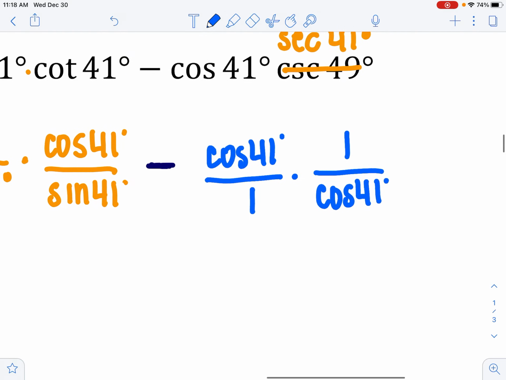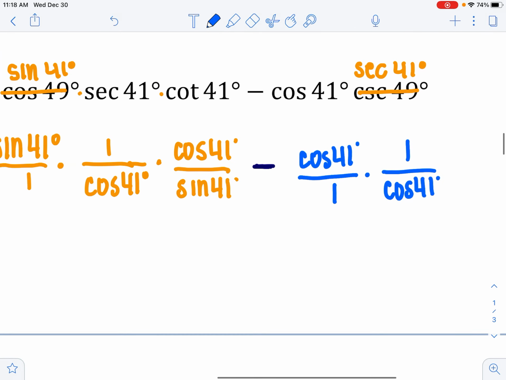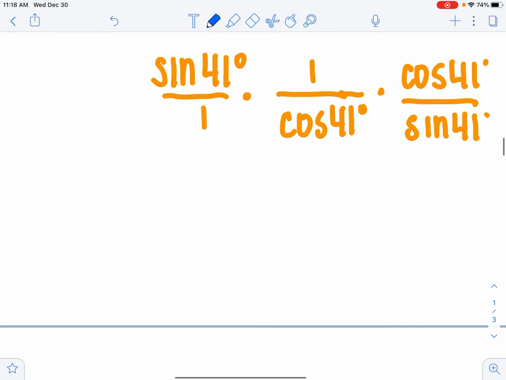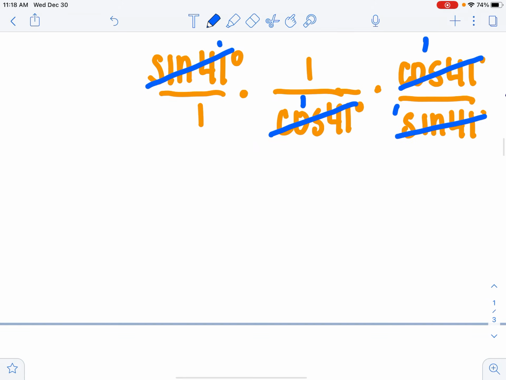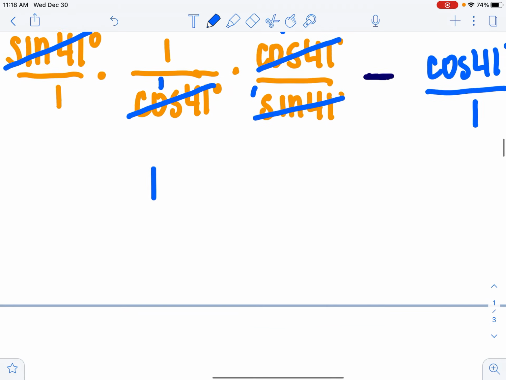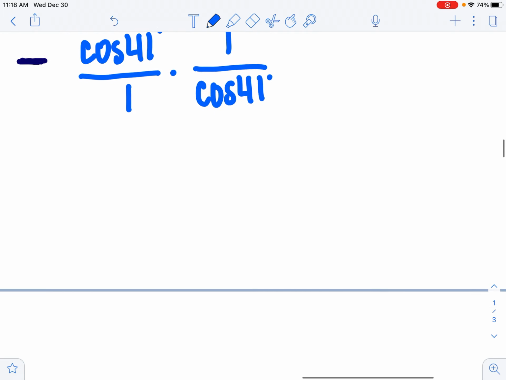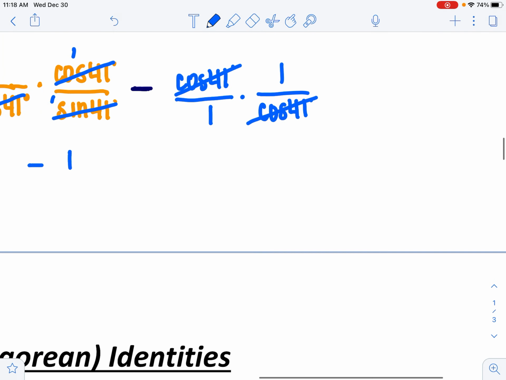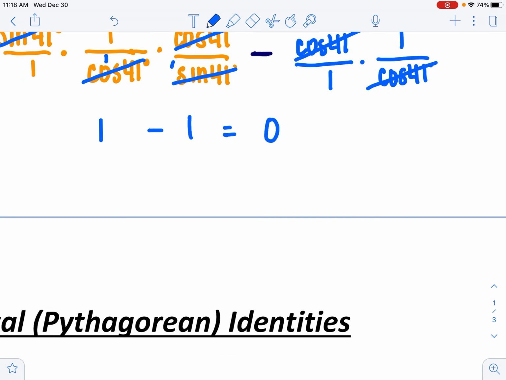Okay, so I'll look at the orange first because I can't cross off anything with the orange and blue from numerator to denominator because they're separated by subtraction. So look at this orange side first, and I'll say, okay, is there anything I can simplify? We'll have a cosine of 41 over a cosine of 41. Those cancel, right? I have a sine of 41 over a sine of 41. Those cancel. So I have 1 times 1 times 1 over 1 times 1 times 1. This simplifies to 1. Then I have the minus sign. Then I'll come over here and I have a cosine of 41 over cosine of 41. Those cancel to 1. 1 times 1 is 1. So I have 1 minus 1, which is 0.